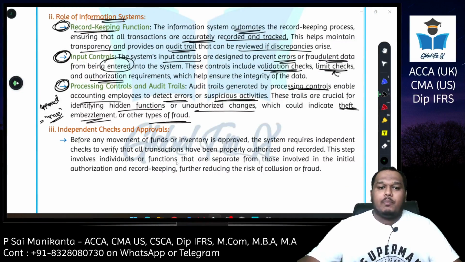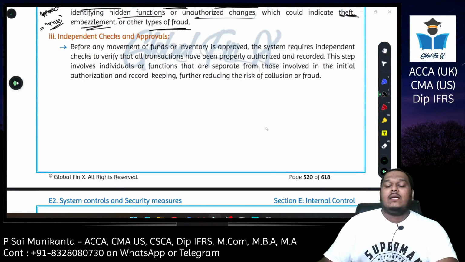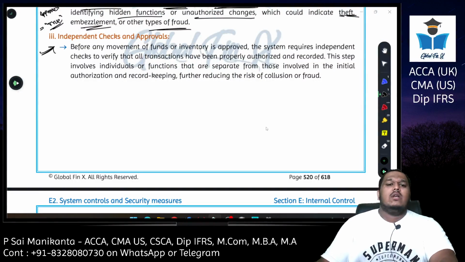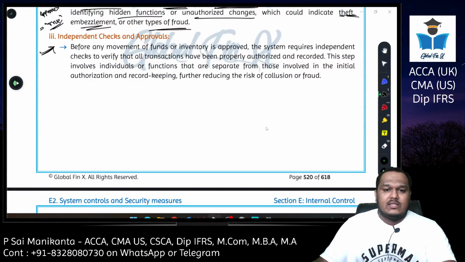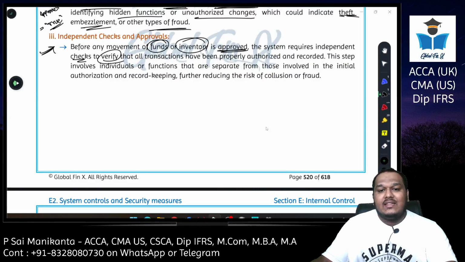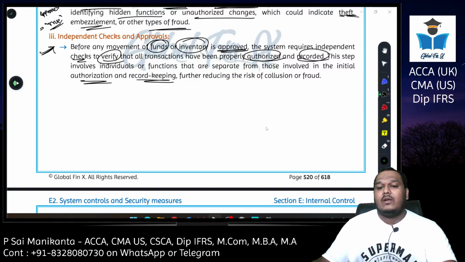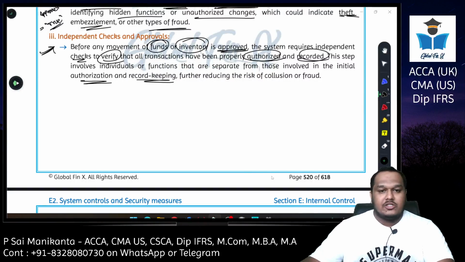So we need to have proper processing controls to ensure that no unauthorized changes are made, and independent checks and approvals. This is just common sense, right? Already we covered this. Every transaction, whether it is movement of funds or moving inventory, should be approved before the transaction happens. The system requires independent checks to verify that all transactions have been properly authorized and recorded, so that the segregation of duties, authorization, record keeping, and further reconciliation shall be performed.